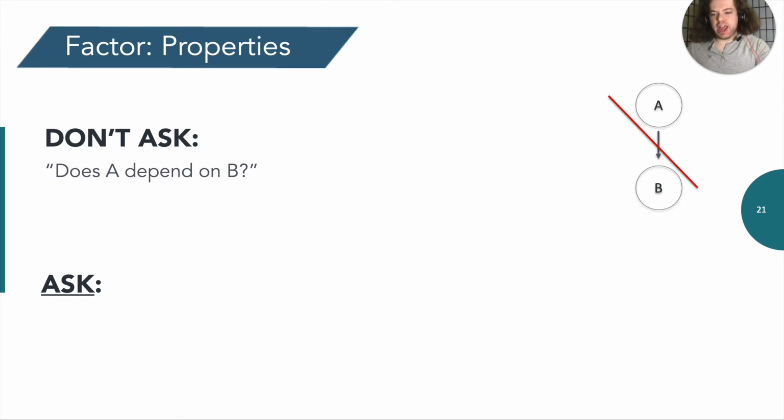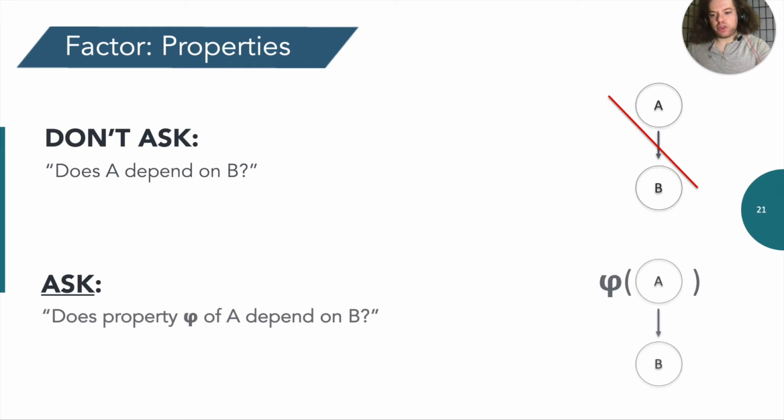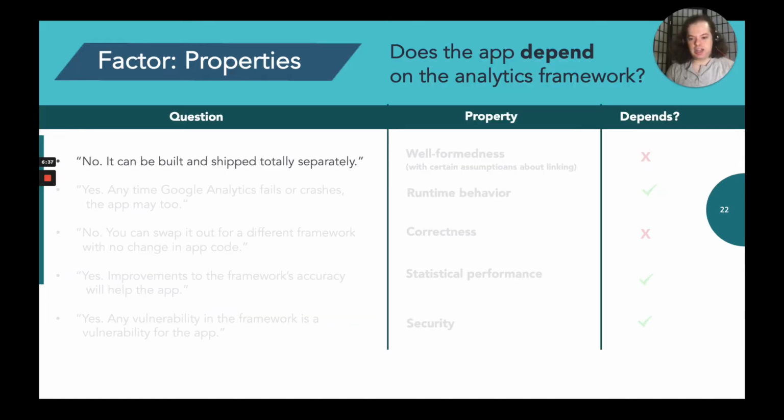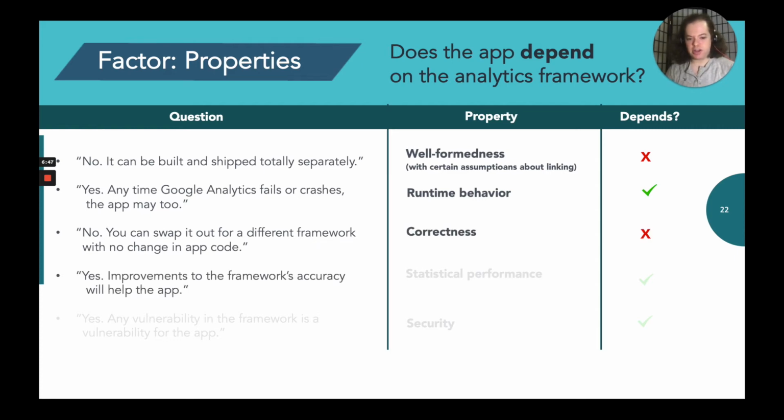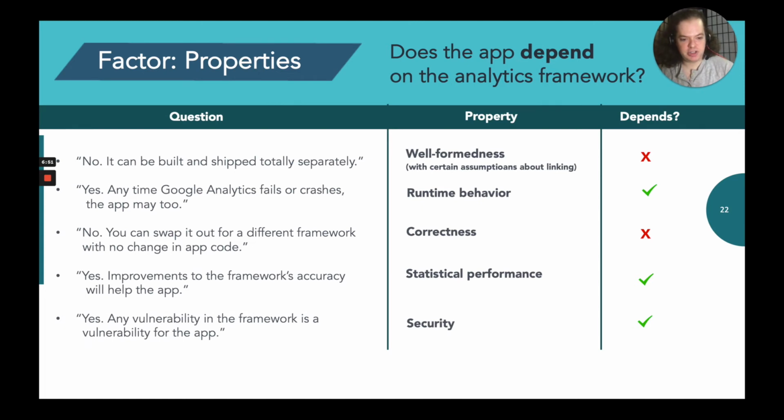So you should never ask, does module A depend on module B? But rather ask, does some property phi of A depend on B? And now we can classify these better by looking at the property. So yeah, the well-formedness property does not depend, does depend on runtime behavior, does not depend on correctness, does depend on performance, and does depend on security.